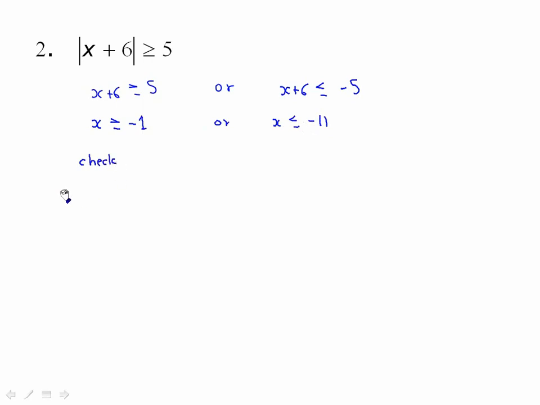So pick an x value that satisfies this. Now you have two inequalities. Some people check one in each, and others do not. So let's check, first off, x is equal to 0.